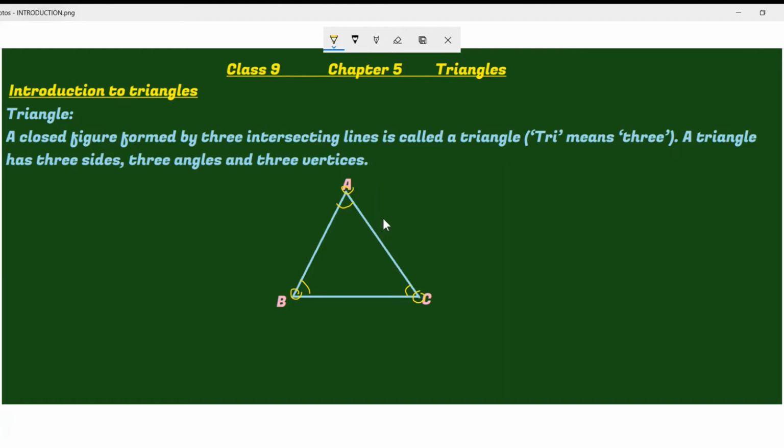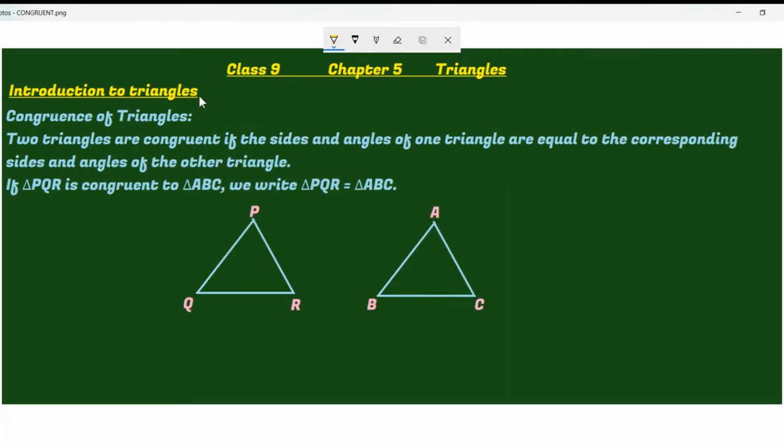Now we are going to see what is the congruence of triangles. Let's see. Congruence of triangles, you have learned this already in 7th class itself. Two triangles are congruent if the sides and angles of one triangle are equal to the corresponding sides and angles of the other triangle. Here I have taken two triangles PQR and ABC.